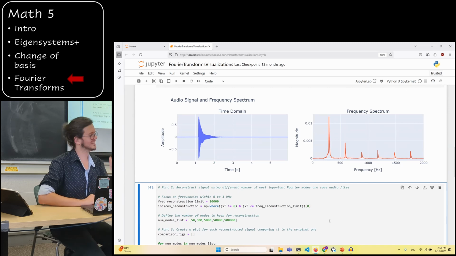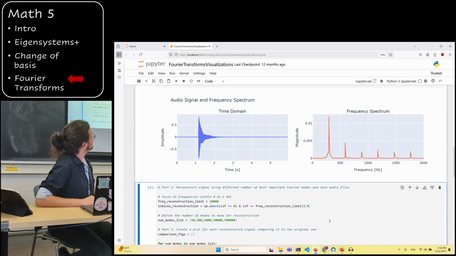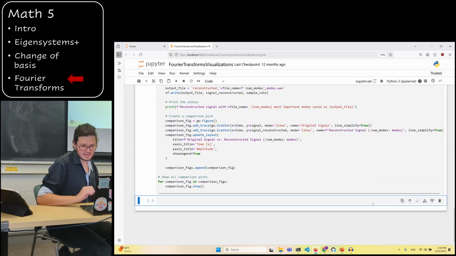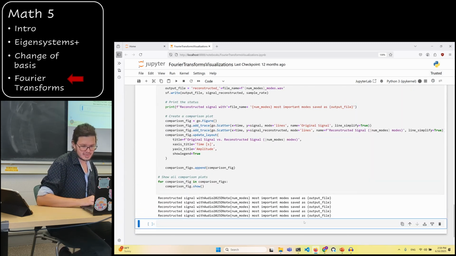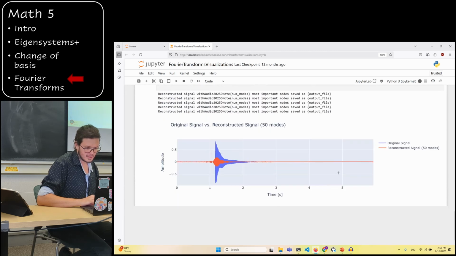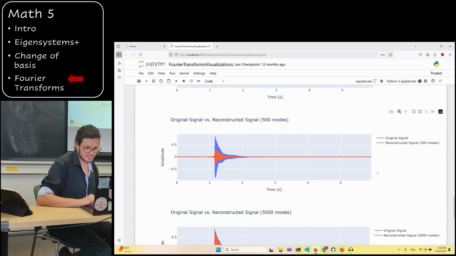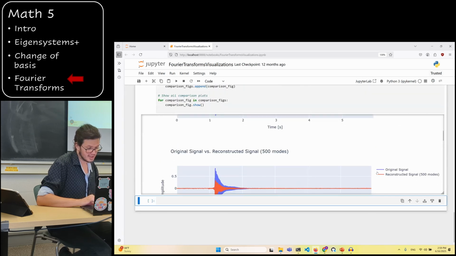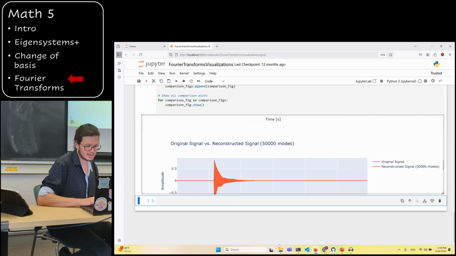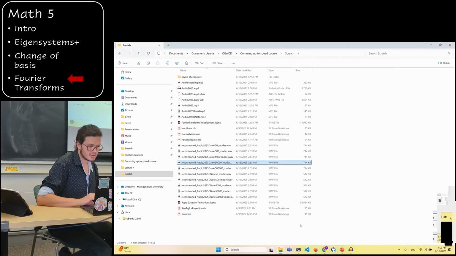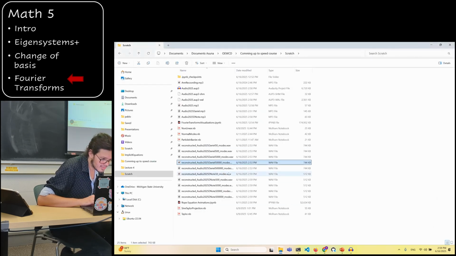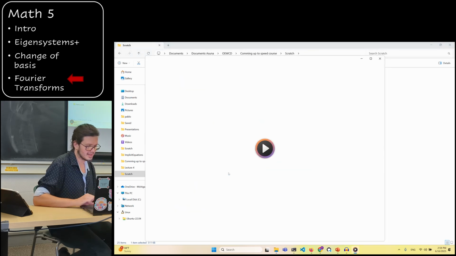Look at that beautiful thing. Ain't it cool? And those are the modes that you're reconstructing. Let's look at how they look. So this is if you keep only 50, if you keep 500, 5,000, it's much easier to reproduce than the human voice. Just listen to them, at least the first two.